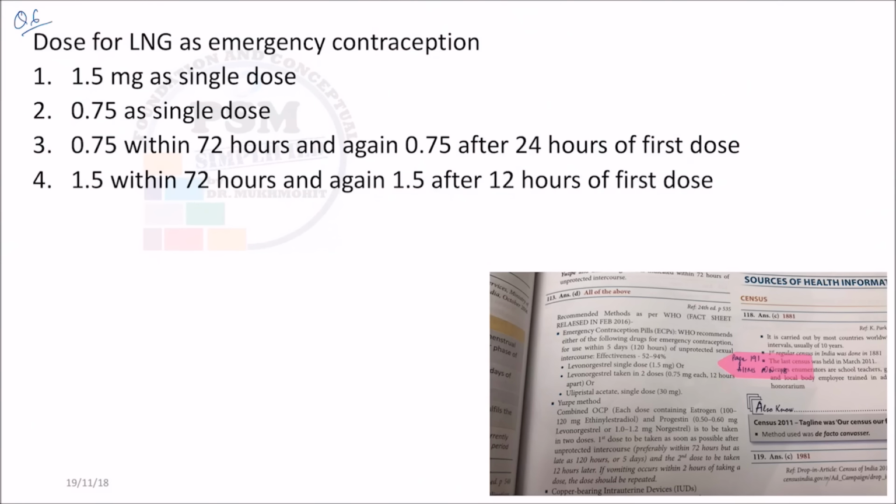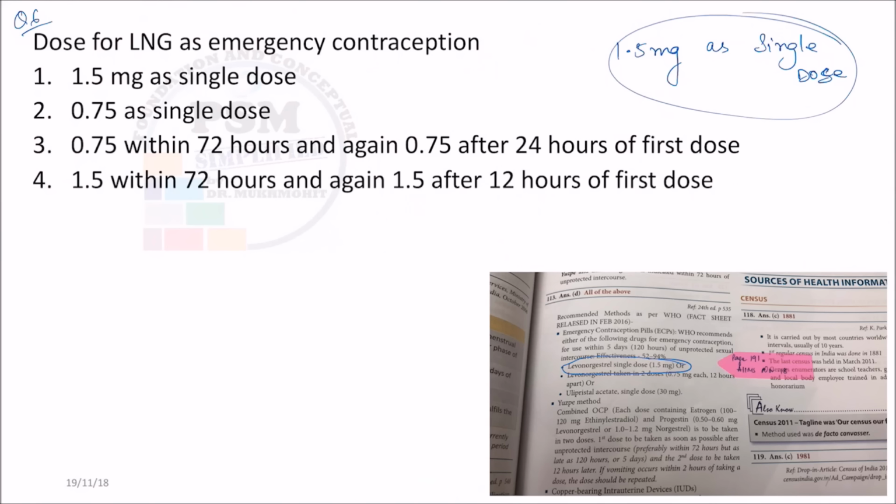Dosage for levonorgestrel as emergency contraception. So as you can see, the dose for levonorgestrel is 1.5 milligram as a single dose. So now we have 1.5 milligram single dose levonorgestrel.